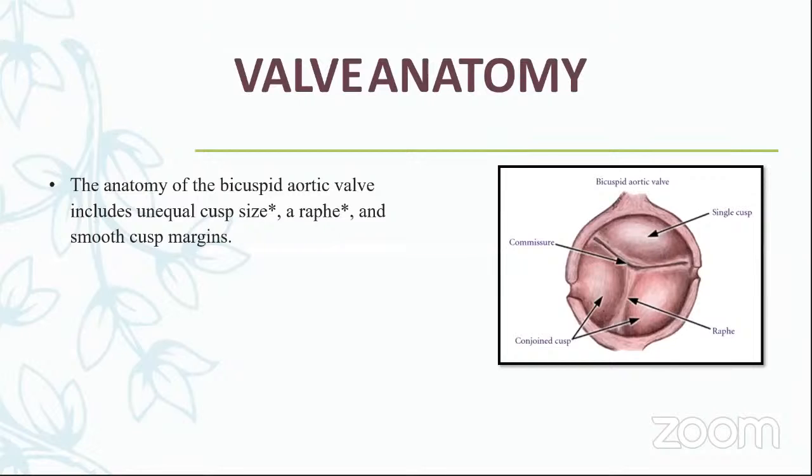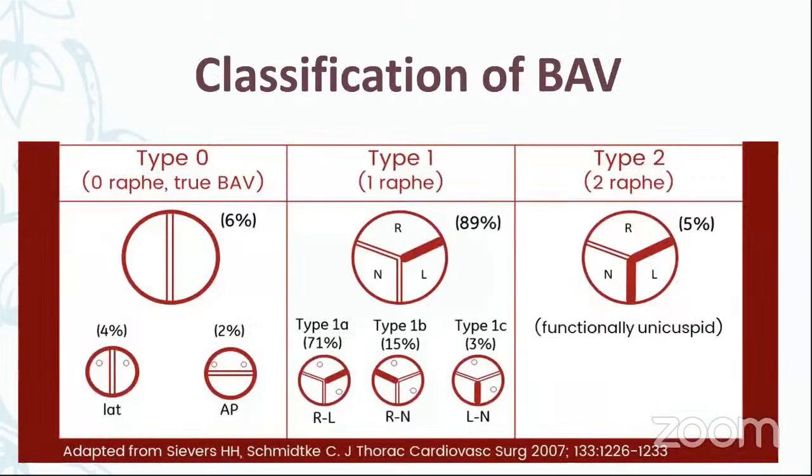Valve anatomy of the bicuspid aortic valve. The anatomy of the bicuspid aortic valve includes unequal cusp size due to the fusion of two cusps, which will produce the larger cusp, and a raphe, which is a ridge. Sometimes it's called a fibrous ridge, which is the site of the fusion of the two conjoined cusps. And there are also smooth cusp margins.